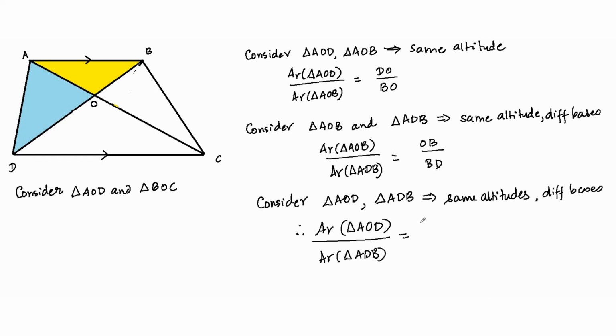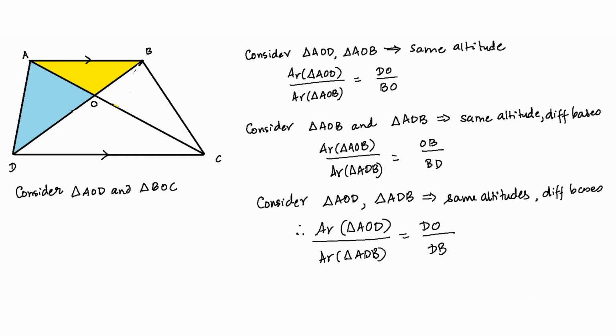So what is the base of AOD? Considering the altitude is drawn from the point A, the base has to be DO for triangle AOD, right? And the base for triangle ADB, considering again that the altitude is dropped from the point A, the base has to be BD, right? Therefore, the ratio of their areas will be DO upon DB. So this is how I was able to apply the properties to these different triangles.